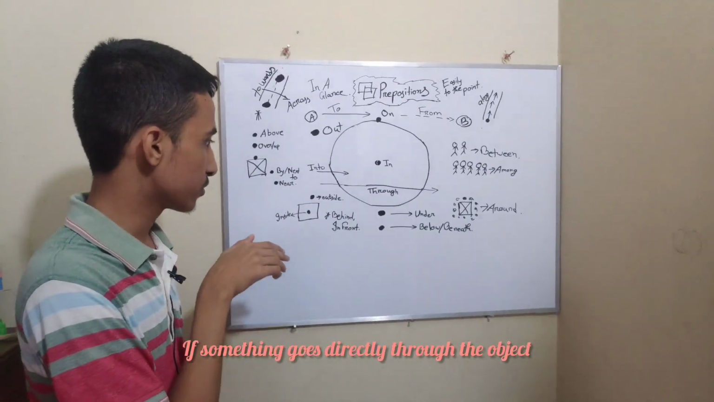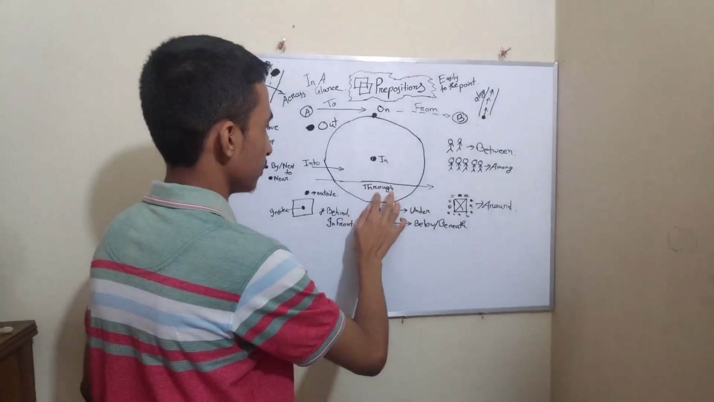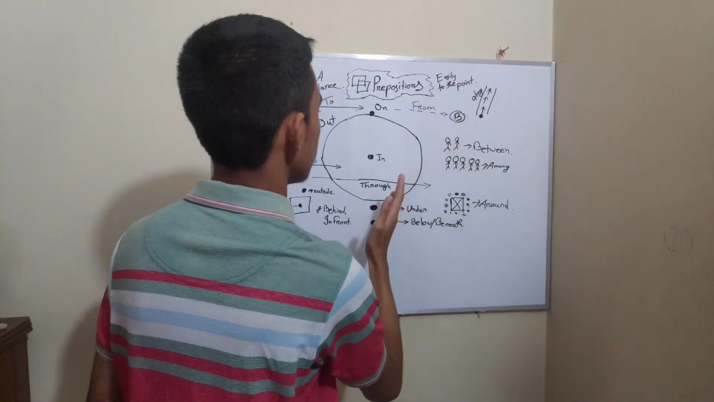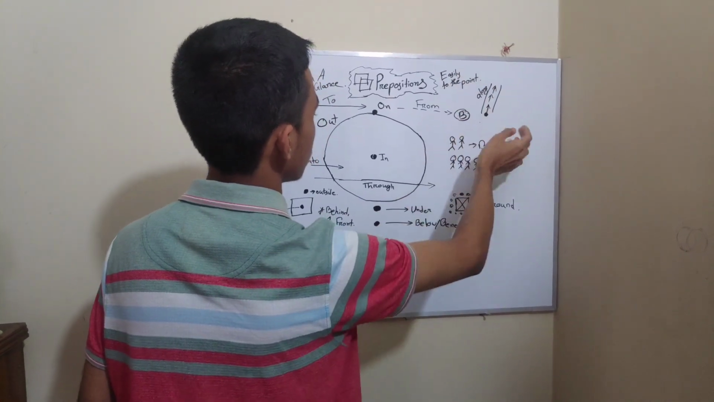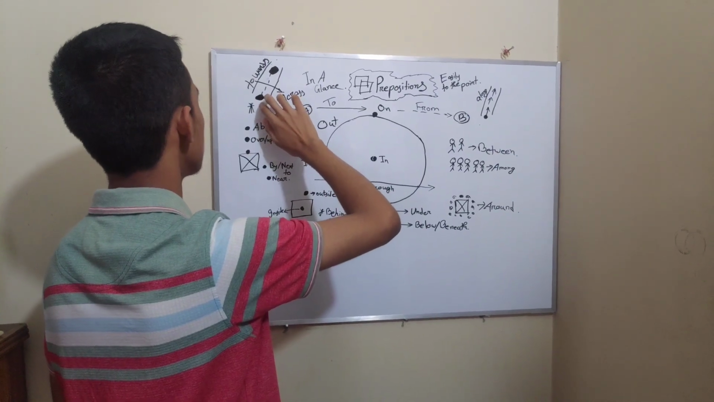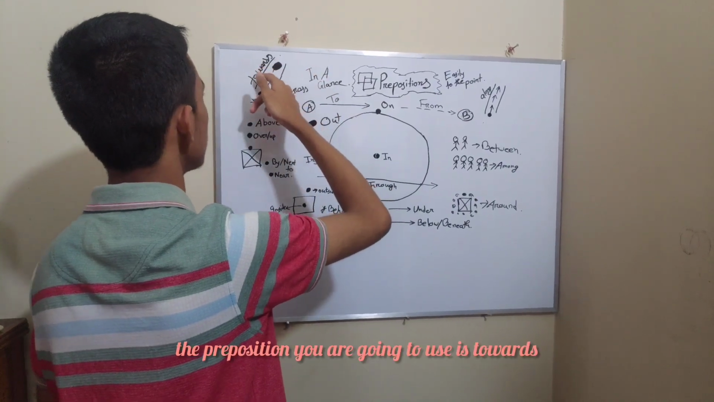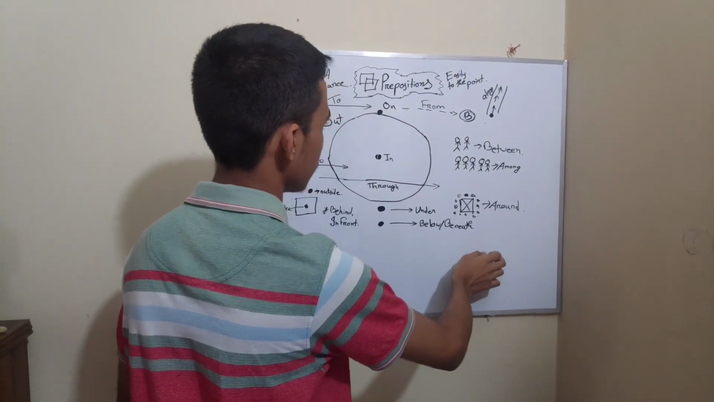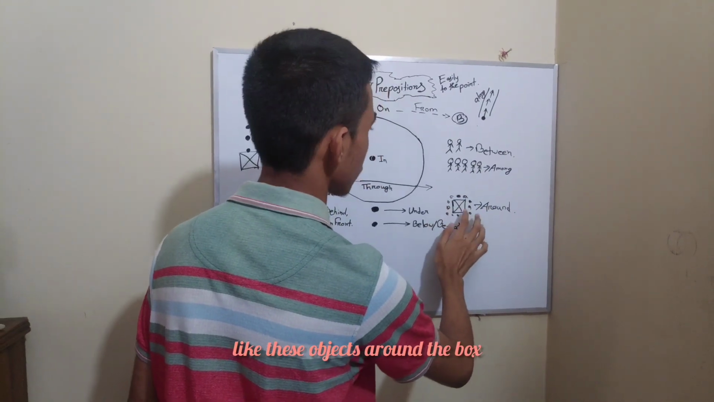If something goes directly through the thing, the preposition is through. And when something is going along the side, think this is a road and this thing is going down there, the preposition you are going to use is along. But if something goes in the direction of another object, the preposition you are going to use is towards. If the objects are around something, the preposition is obviously around, like these objects around the box.